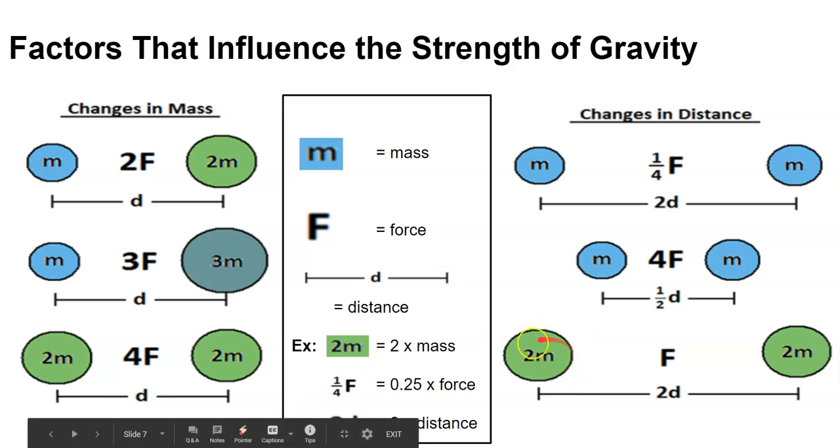Now looking at this one, when we have double the distance but we also double the mass, the force stays the same. Very interesting. So when we double the distance the two objects are from each other, but we double their mass, there's no change in force.